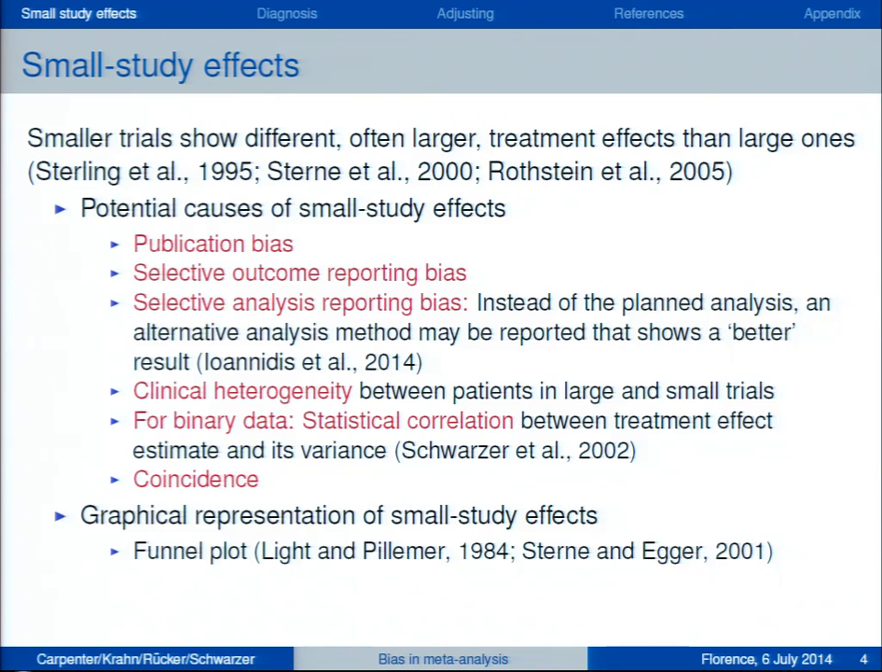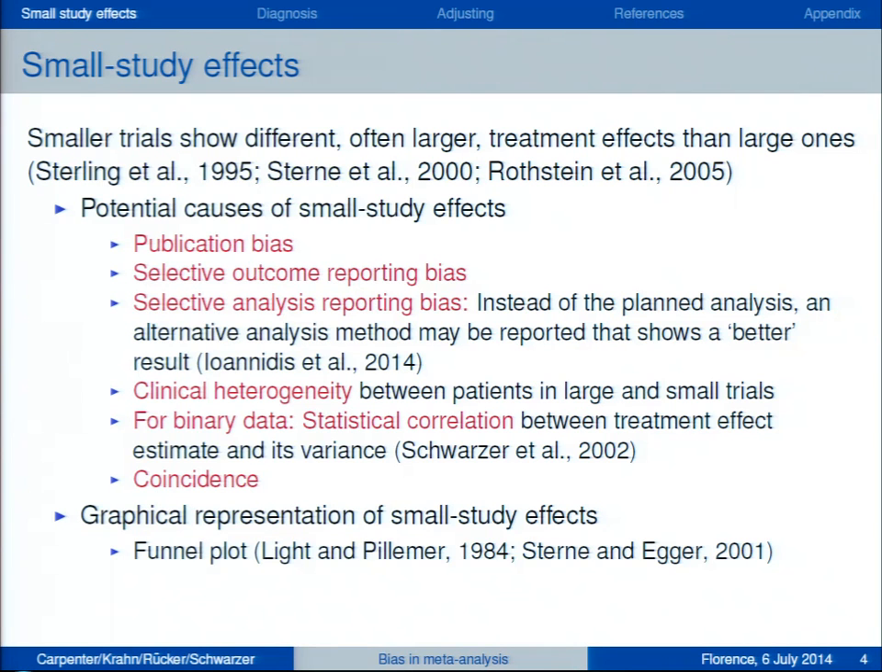So we are investigators of a systematic review, we do our literature search and find studies, and often we see that the small studies have the bigger effects. This may be due to publication bias or to selective outcome reporting bias, as explained before. There's also another bias related to this called selective analysis reporting bias. So instead of the planned analysis, an alternative analysis method may be reported that shows a better result. So take simply another test.